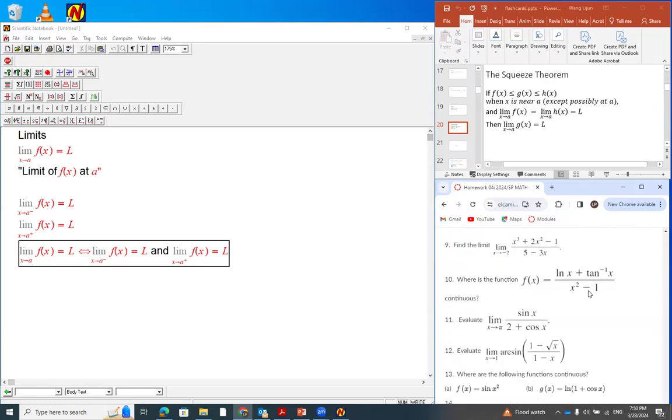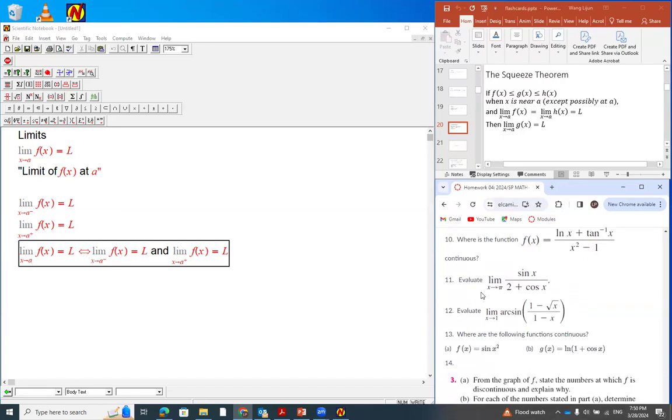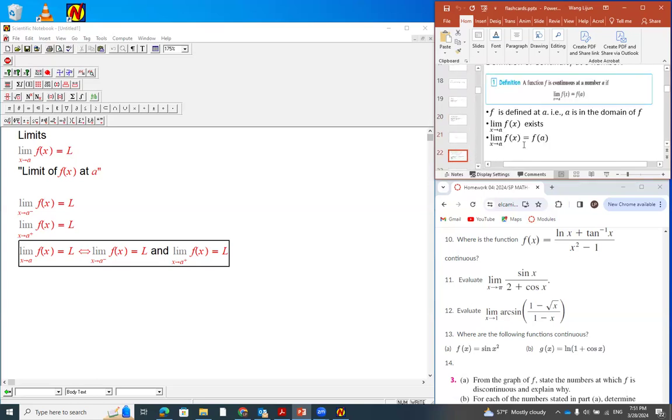Okay. And evaluation, for example, on number 11 here, can we evaluate this? Sure, because soon we have squeeze theorem, and we also have continuity. Okay, we have some nice theorems I wish to point out.